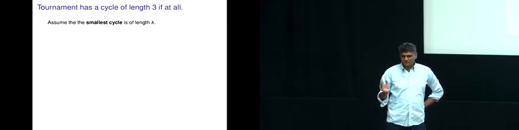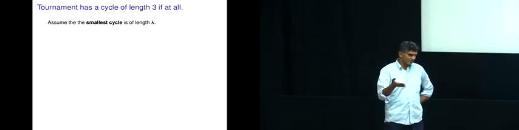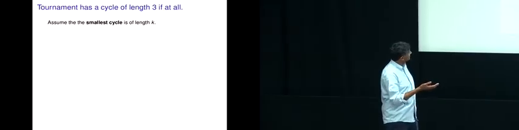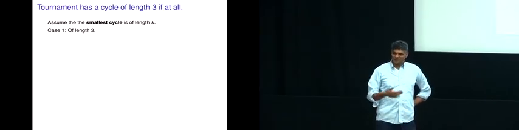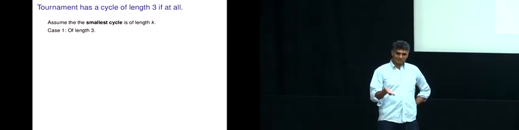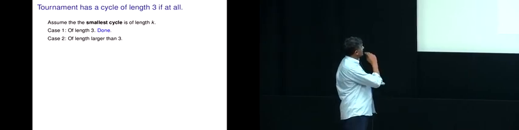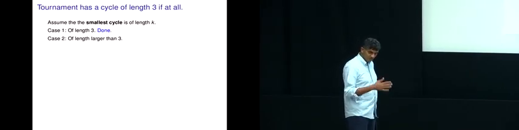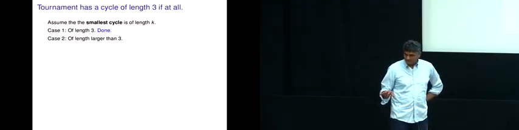Can k be 2, first of all? They only play each other once, so there's no back and forth. So the smallest cycle has to be at least 3, right? So the smallest cycle could be of length 3. K could be 3. And then what are we? We're happy, we're done, right? That case is done. Okay? Now the case of length larger than 3. We're assuming it's the smallest cycle in this tournament, and there's no cycle that's shorter, right? That's what it means.